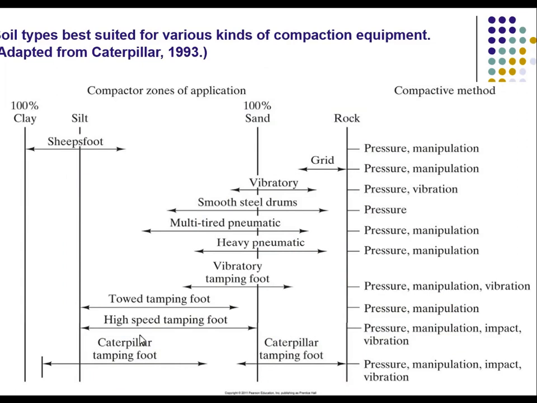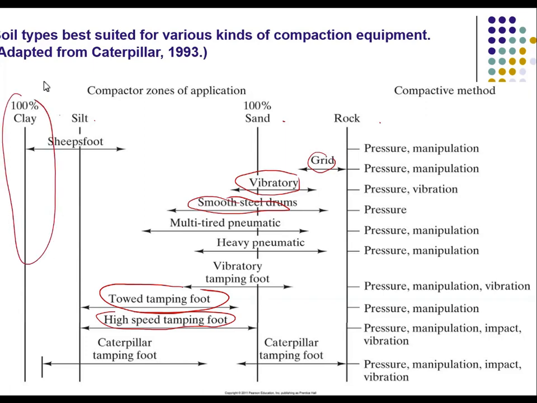Now this is a figure from your textbook, I think. So what we have here is different types of soil: clay, silt, sand, and rock. And here are recommendations for different types of rollers. For example, if the material is gravelly, a grid type of roller. If the fill is more sand, a vibratory type of roller. If it's sand and silt, then a smooth steel drum roller. If we have more silt, then a tamping foot roller or high speed tamping foot roller. And then you can see that really nobody is using 100% clay, because that is not really an ideal fill material for any kind of project.